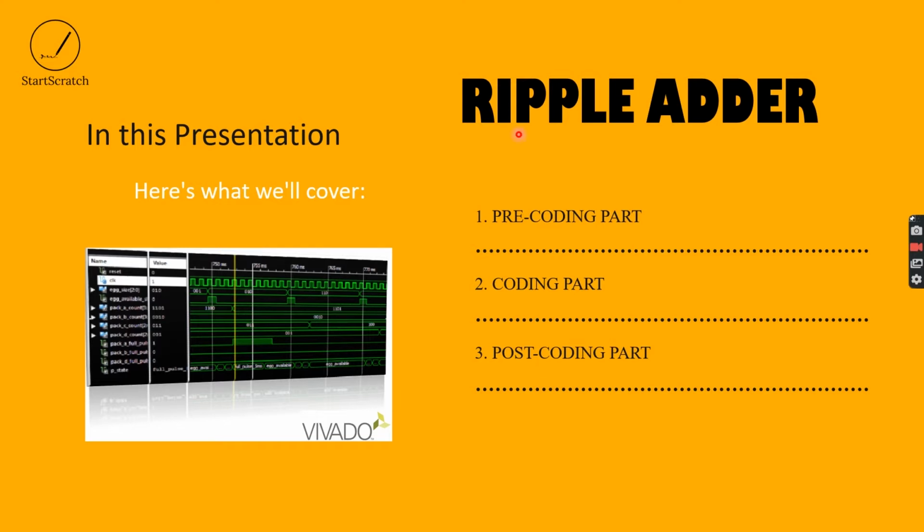In this video, you will be getting to know how the ripple adder works and how to design a Verilog code for the ripple adder. For a better understanding, I split the video into three parts, that is the pre-coding part, the coding part and the post-coding part. Now let's move on to the pre-coding part.